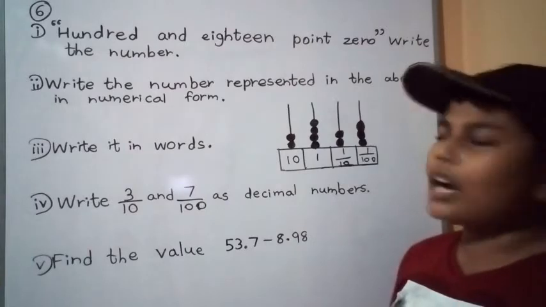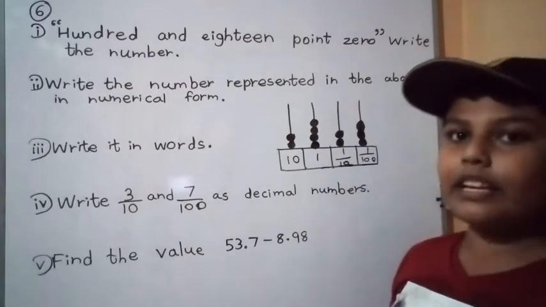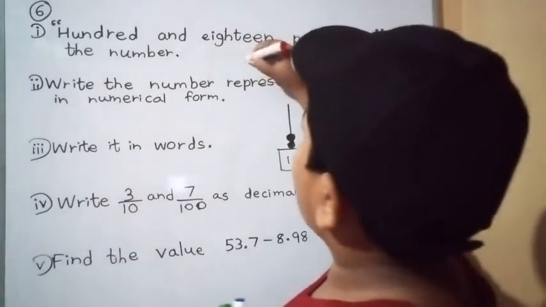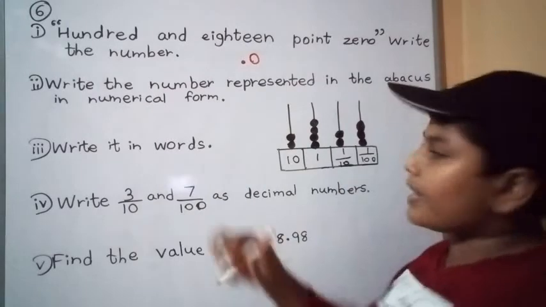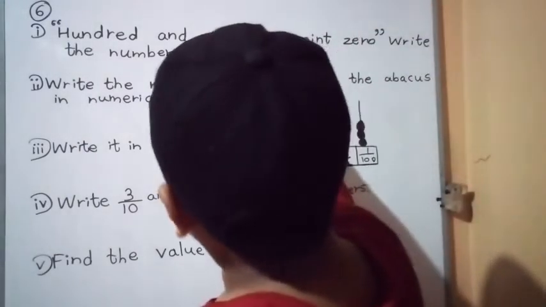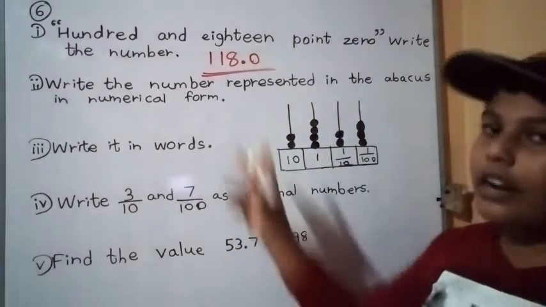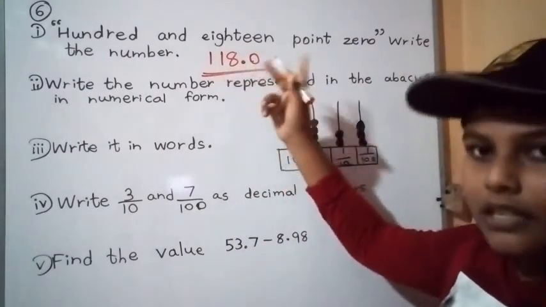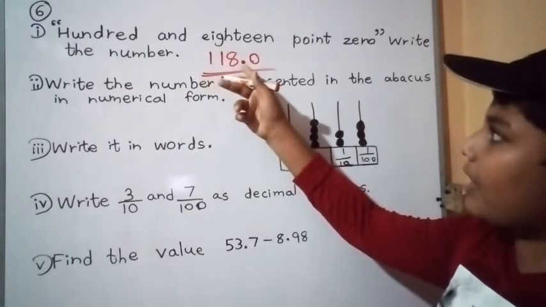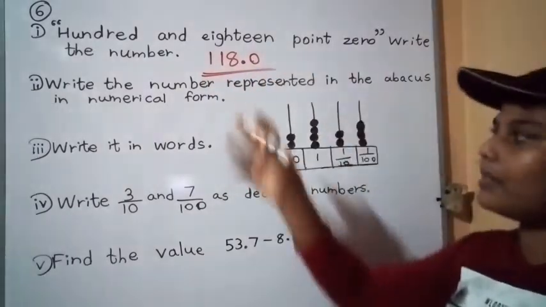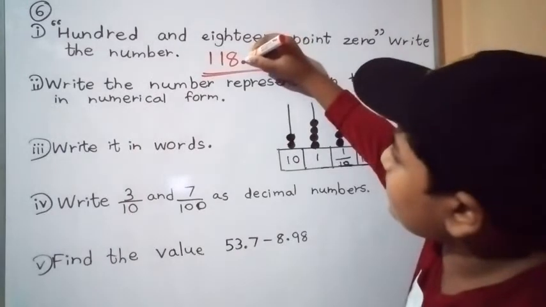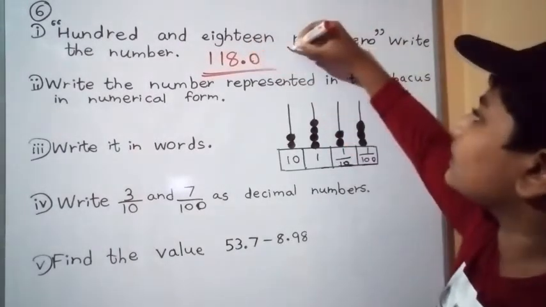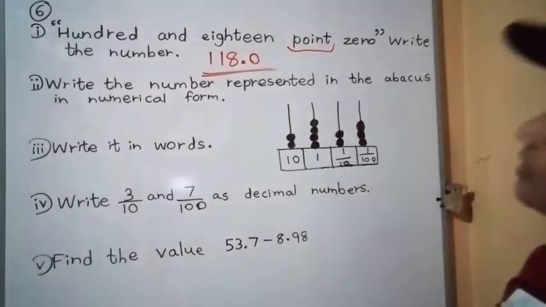118.0. Write the number. 118.0. Point, now point 0. 118 means like this. 118.0. Write the number like this. You want to just keep the point here because they have given the point. Point 0.